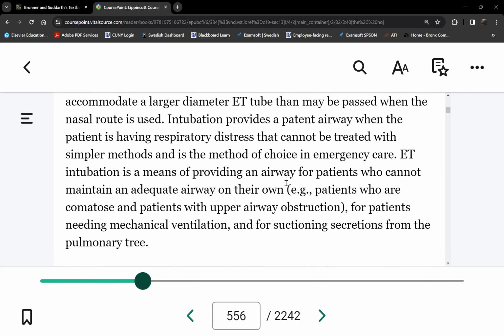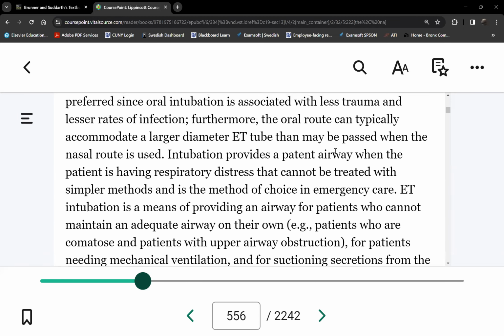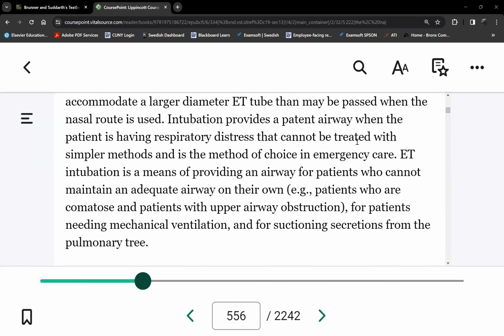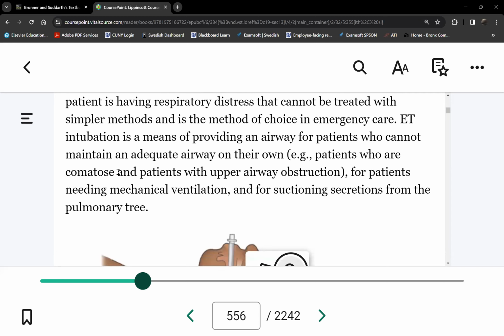As far as the item on the finals blueprint where it says indications for endotracheal intubation, meaning who is going to be intubated, here are the answers in this paragraph. It's not a table, it's just mentioned in the paragraph. So here: patients who cannot maintain an airway on their own, patients who are comatose or have upper airway obstruction, patients needing mechanical ventilation, and suctioning secretions from the pulmonary tree.